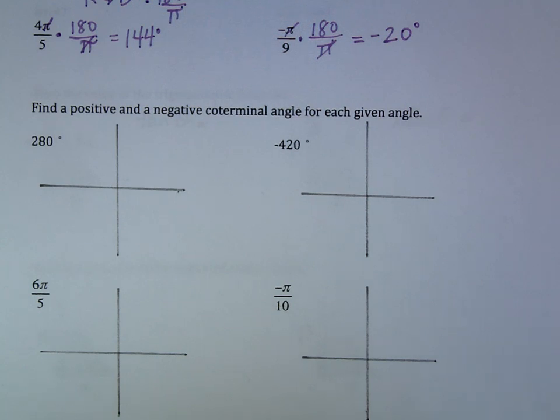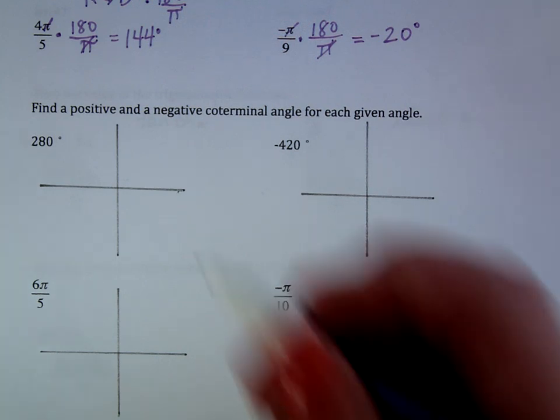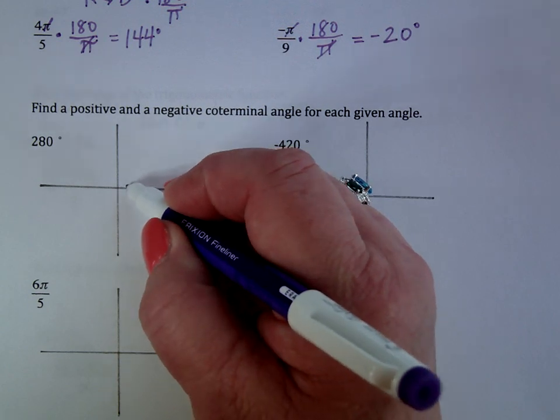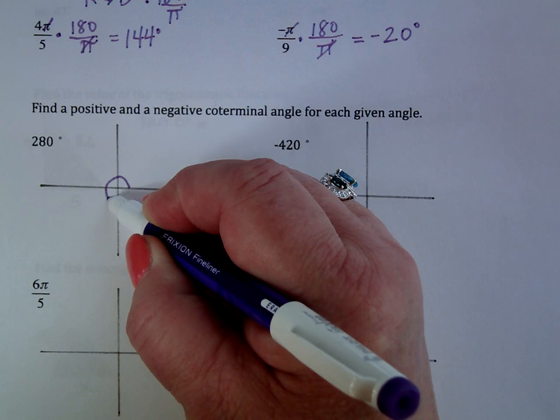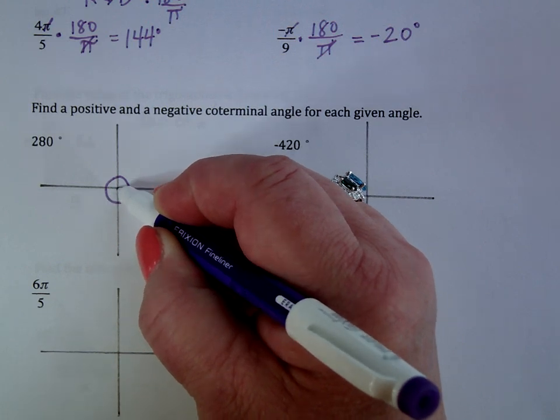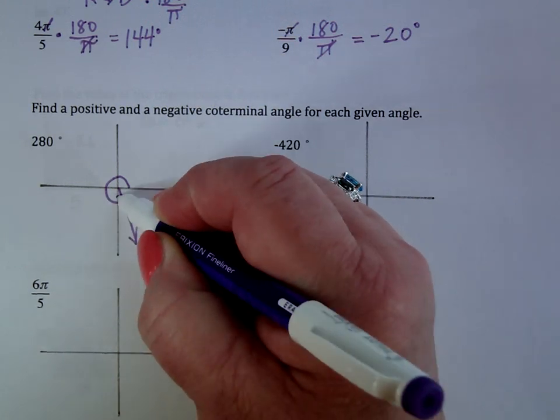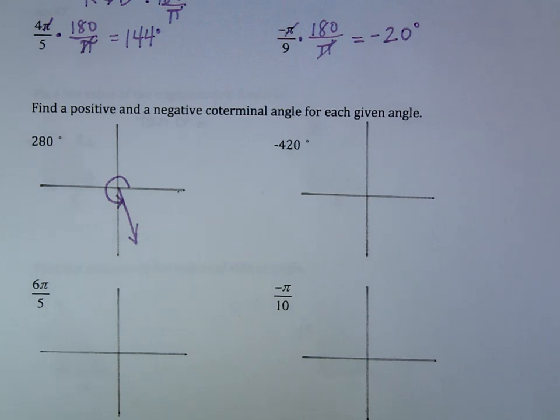And so my first job is to graph the original angle. If I'm 280 degrees, I start in the standard position. Here's 90, here's 180, here's 270. I need to go a little bit more. Here's 280. That's this one. So draw the original angle first. And then you're going to figure out a positive angle and a negative angle that would have the same starting and stopping place.